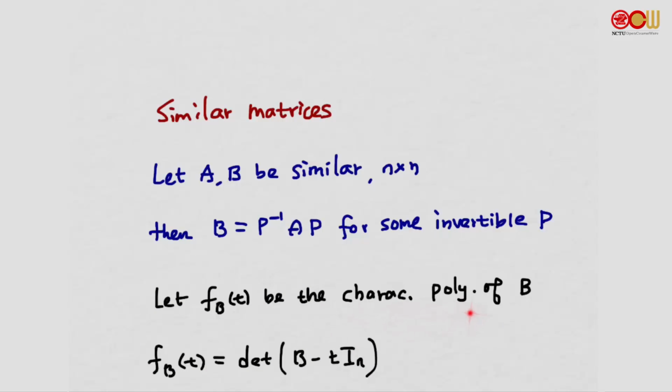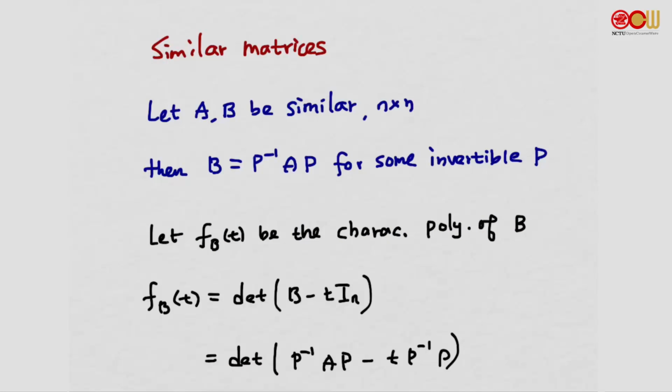f_B of t is the characteristic polynomial of B. By definition, that is the determinant of B minus t identity. Now let's use the fact that we already know, B is equal to P inverse A P. So let's put it in here, P inverse A P. And because there's a P inverse and there's a P, let's try to have these two terms here as well. Here we have an identity, but let's replace it with P inverse P.